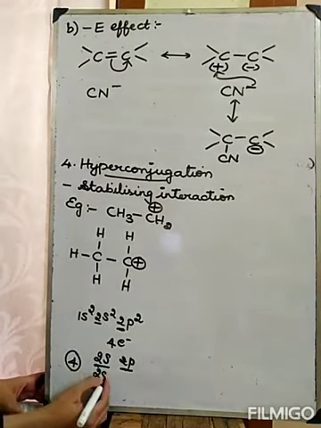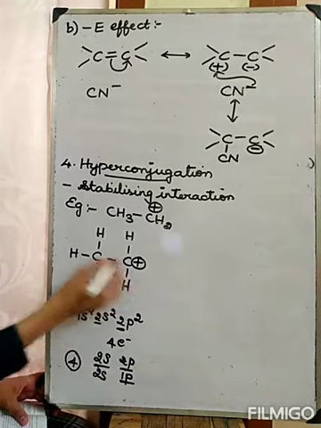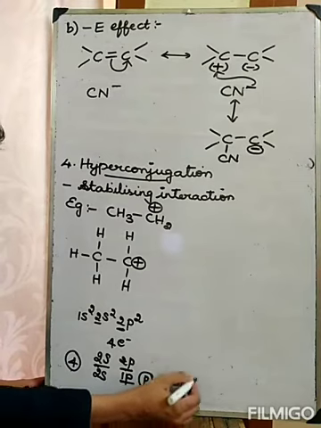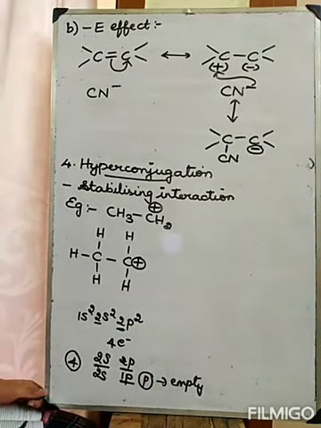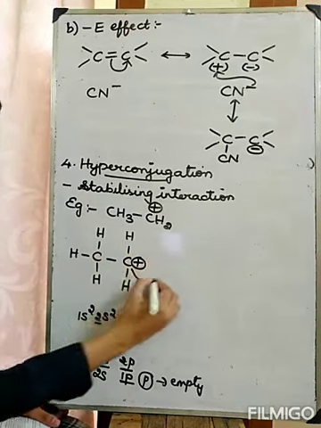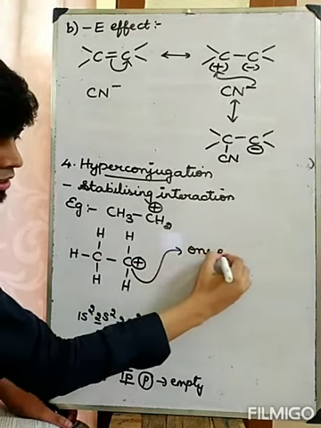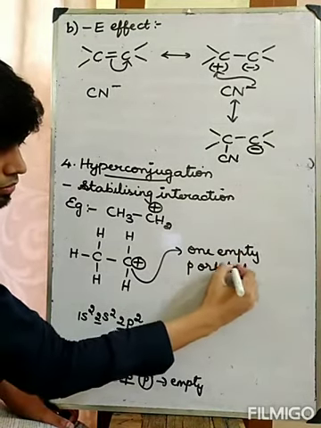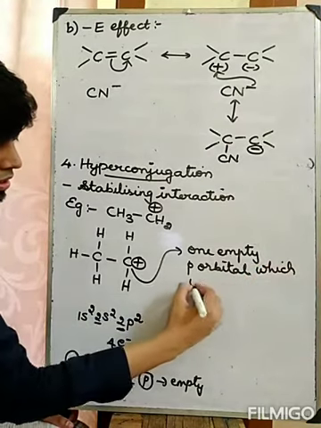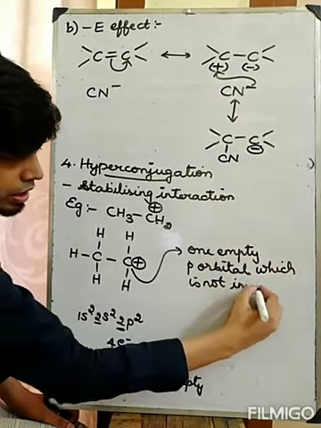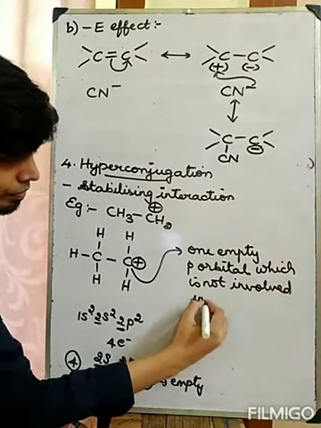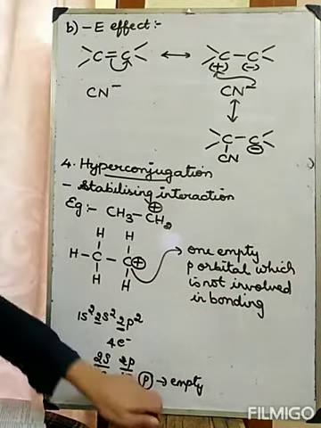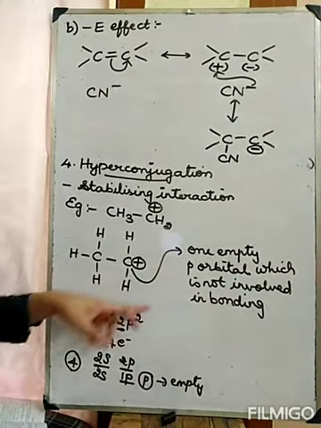Only 2 s orbital and only 1 p orbital is involved in bonding. So the remaining 1 p orbital will be empty because it is not involved in bonding. So in this carbon, there is one empty p orbital which is not involved in bonding. So this empty p orbital will stabilize this carbocation.